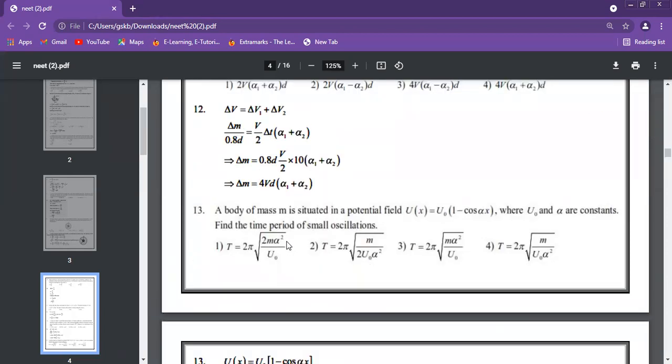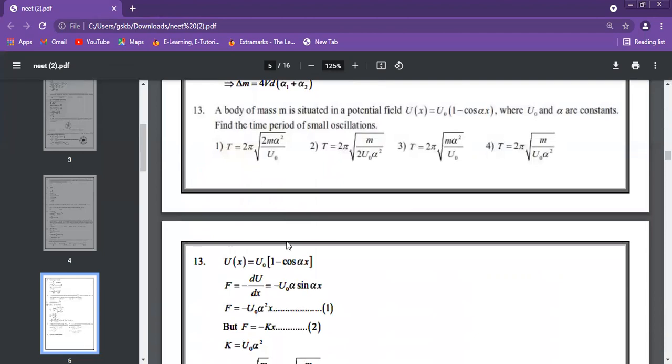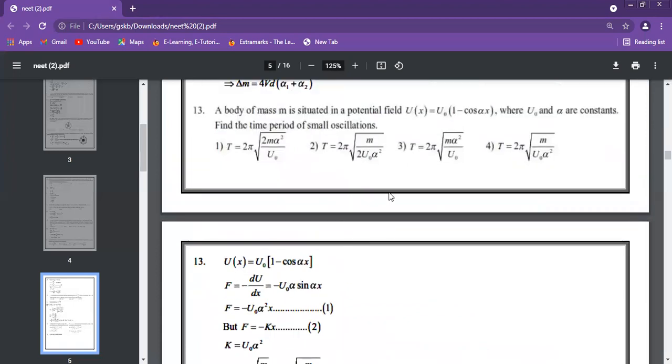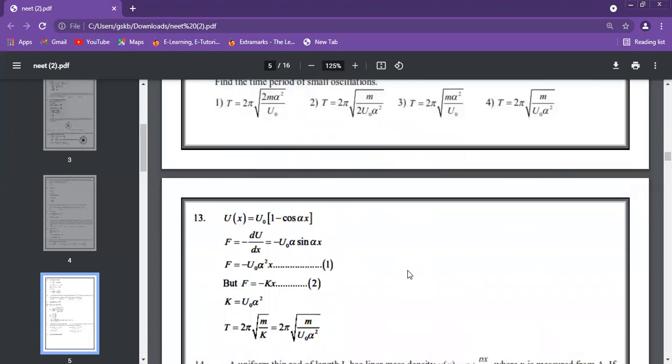And here we are using the 13th problem. You see potential energy. In case of conservative forces, we have the relation between force and energy: F is equal to minus dU by dx. So the time period they ask.